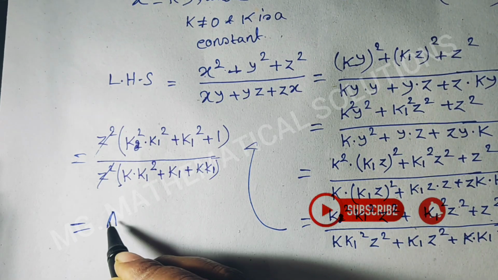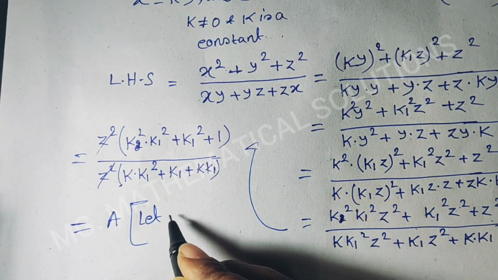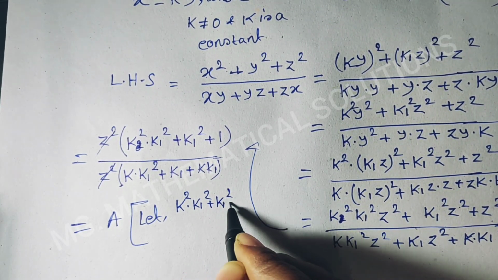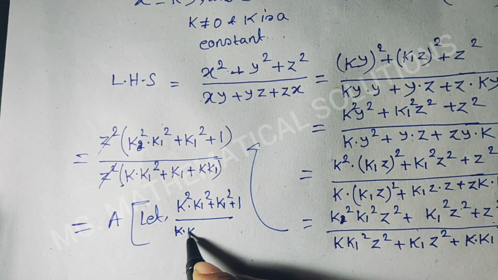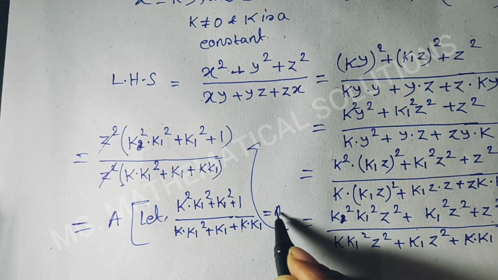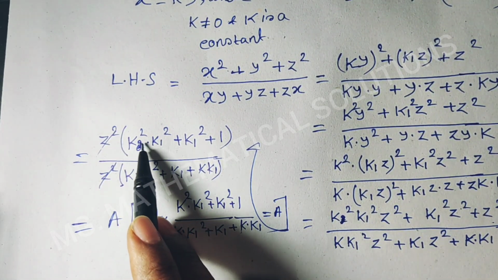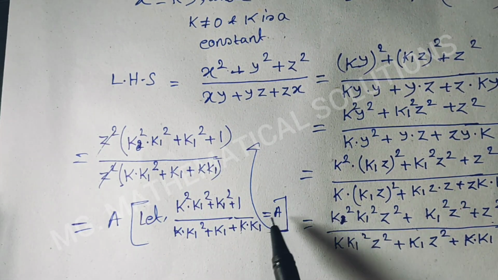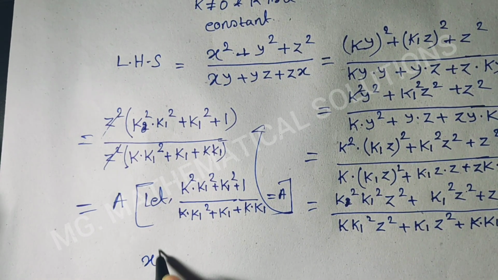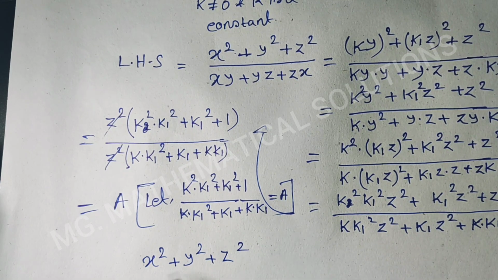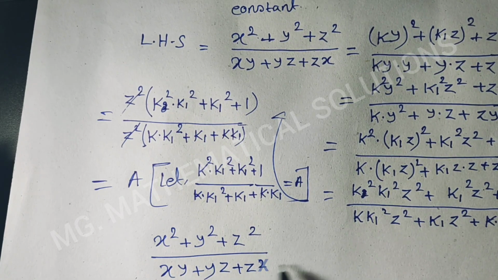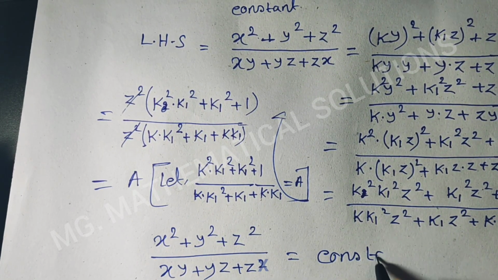We let this term equal to a. So let k square times k1 square plus k1 square plus 1 by k times k1 square plus k1 plus k times k1 equal to a. A is a constant since these two terms are constant. So x square plus y square plus z square over xy plus yz plus zx equal to constant.